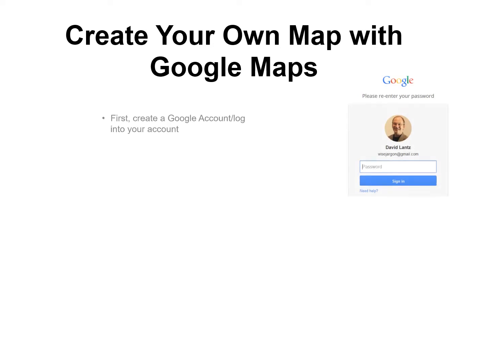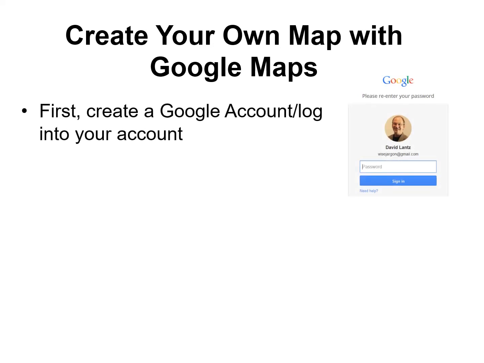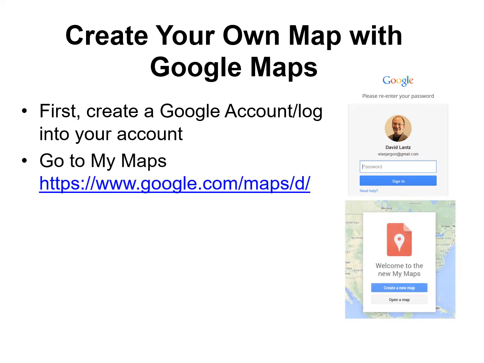Here are the steps to make a basic Google map that you can use to create walk lists and even put on your smartphone. First, you want to create a Google account and log into your account. Go to My Maps at www.google.com/maps/d.